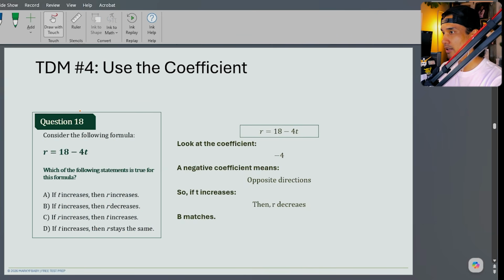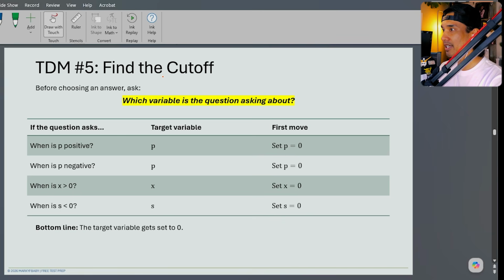Let's go ahead and look at an example. I already did this. Look at the coefficient. Given R is equal to 18 minus 4t, let's look at the coefficient, -4. A negative coefficient means opposite directions. So if T increases, then R decreases, and vice versa. So in this case, we have the answer here. If T increases, then R decreases. I misspelled that. This matches B.